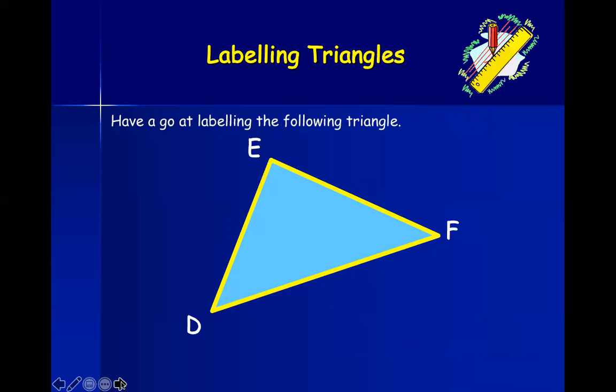Now, if you've got to label this, have a go. You would put the small letter opposite the angle, and then the distance. So basically angles are capital letters.